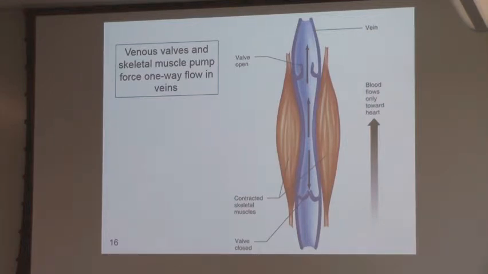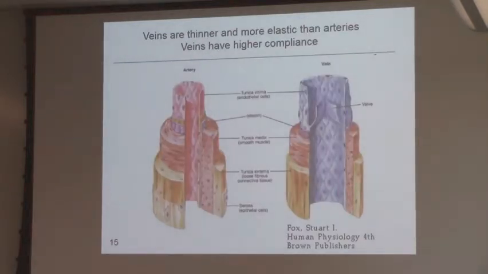So do veins have less smooth muscle surrounding them than arteries? Veins do have less, a thinner layer of smooth muscle. They're stretchier, so they are more compliant. Circling back to this quickly, veins are more compliant because they are stretchy. They have a higher compliance because they are stretchier and they have less smooth muscle.